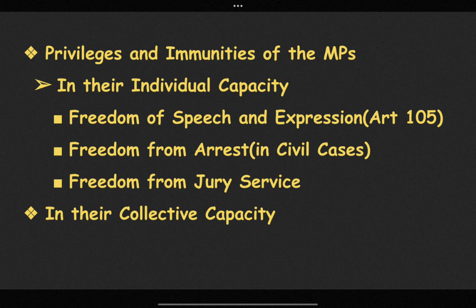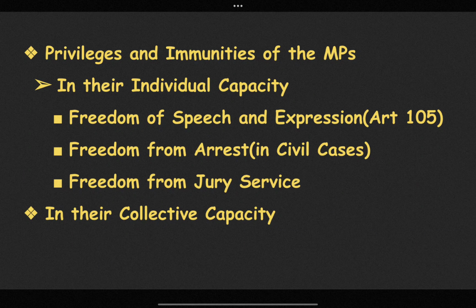Now let us proceed with the next topic, which is privileges and immunities of the MPs. They basically enjoy two kinds of privileges and immunities. First, in their individual capacity, and the second one in their collective capacity. Now let us discuss when they are enjoying in their individual capacity. First is freedom of speech and expression.